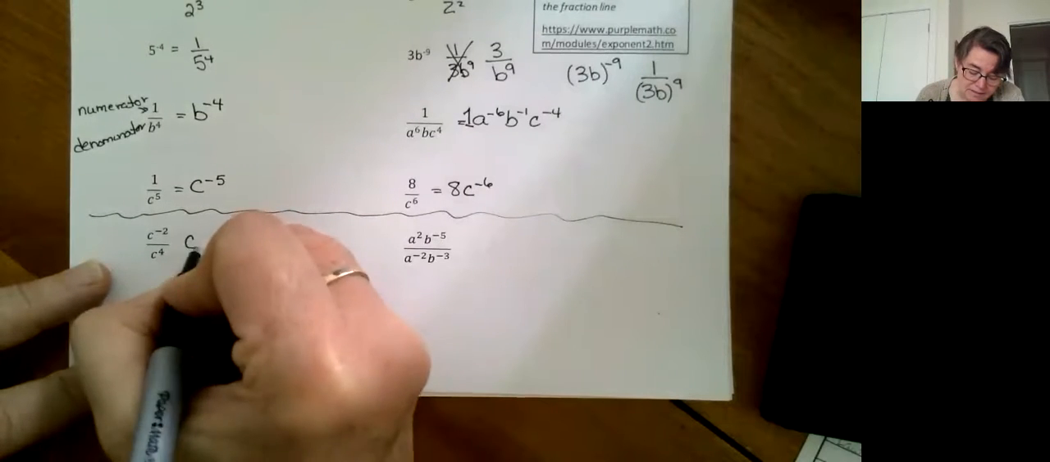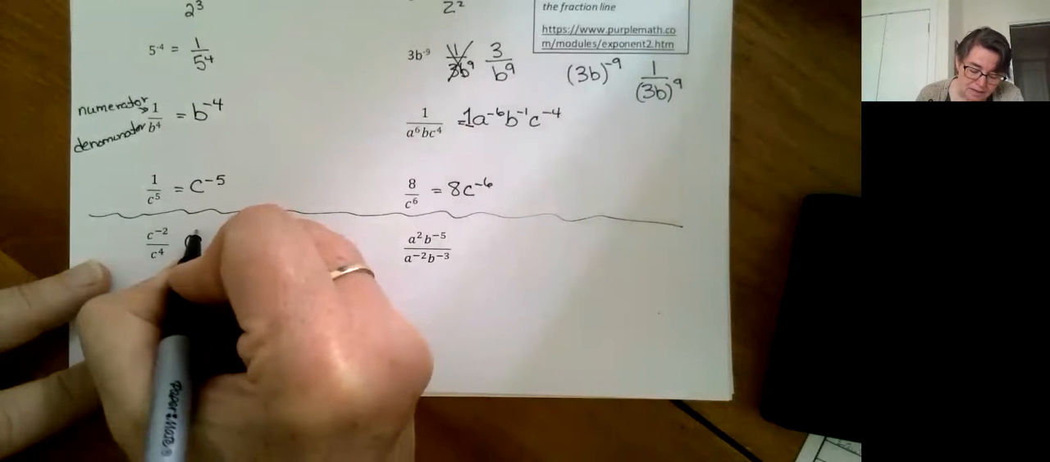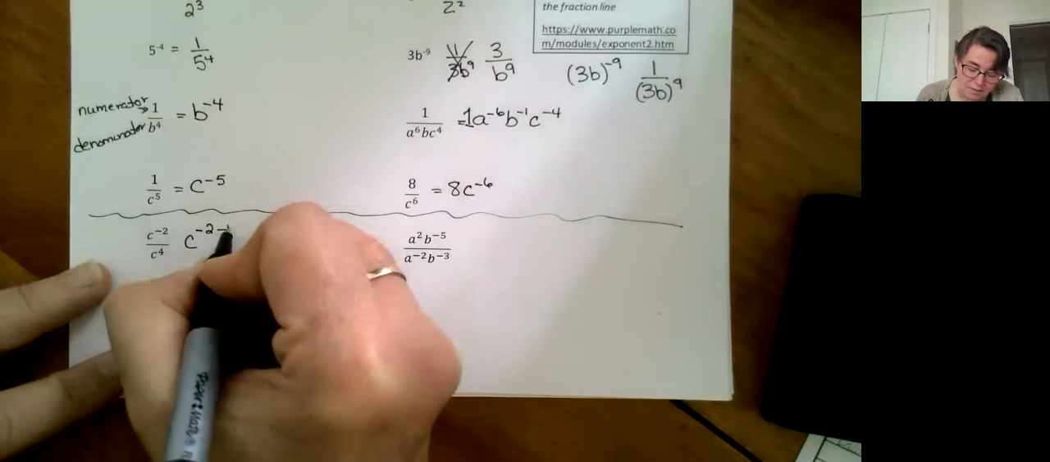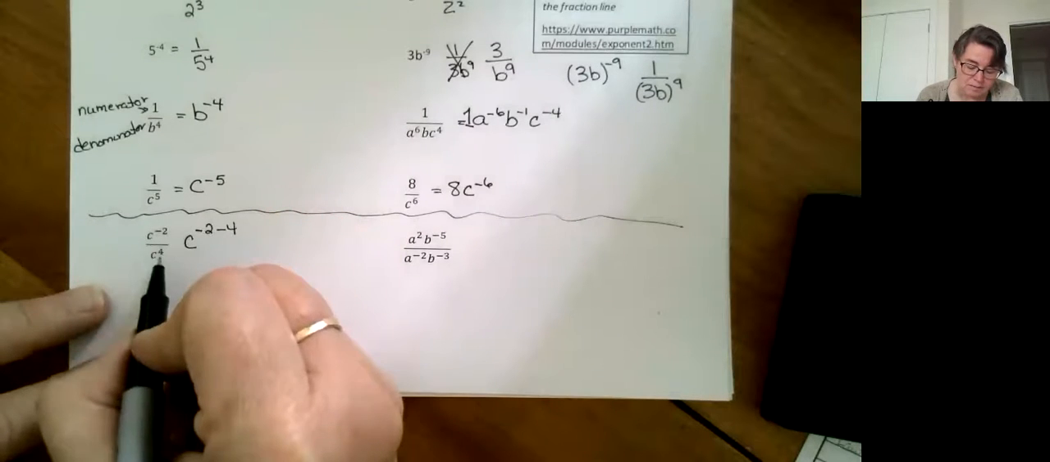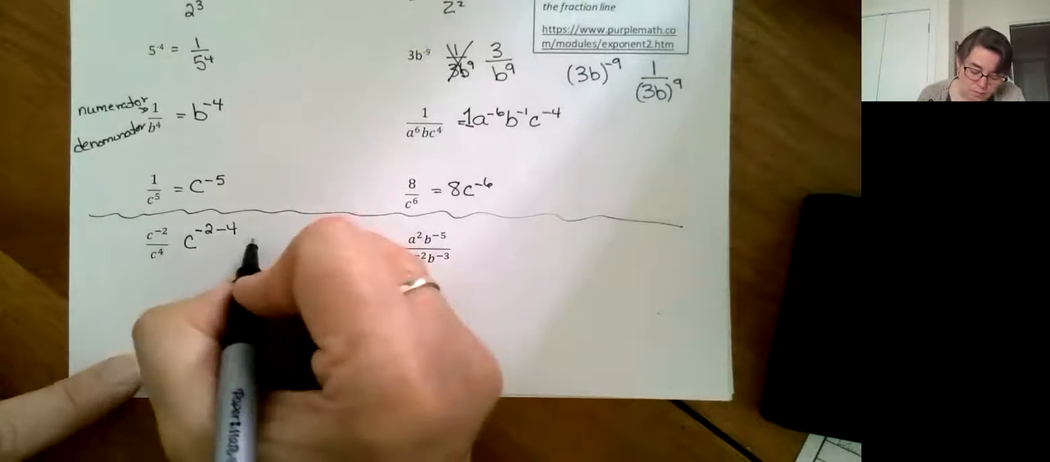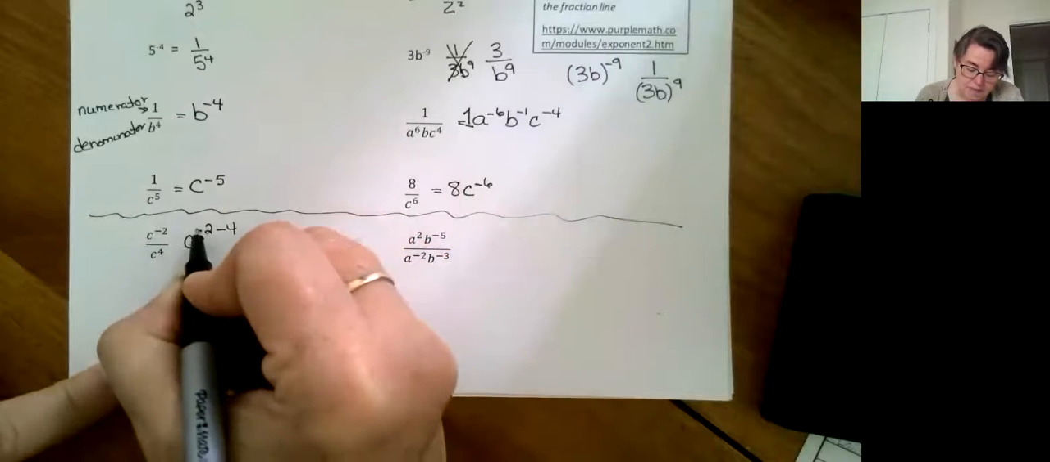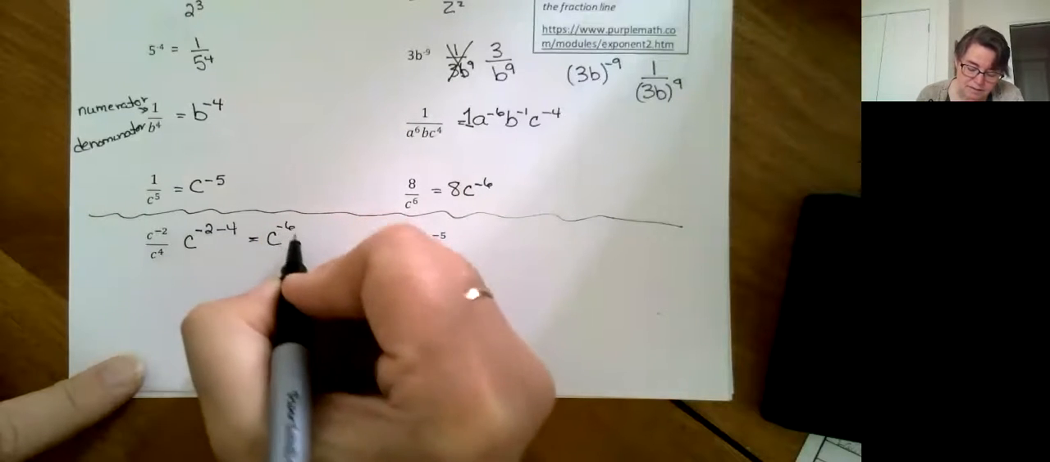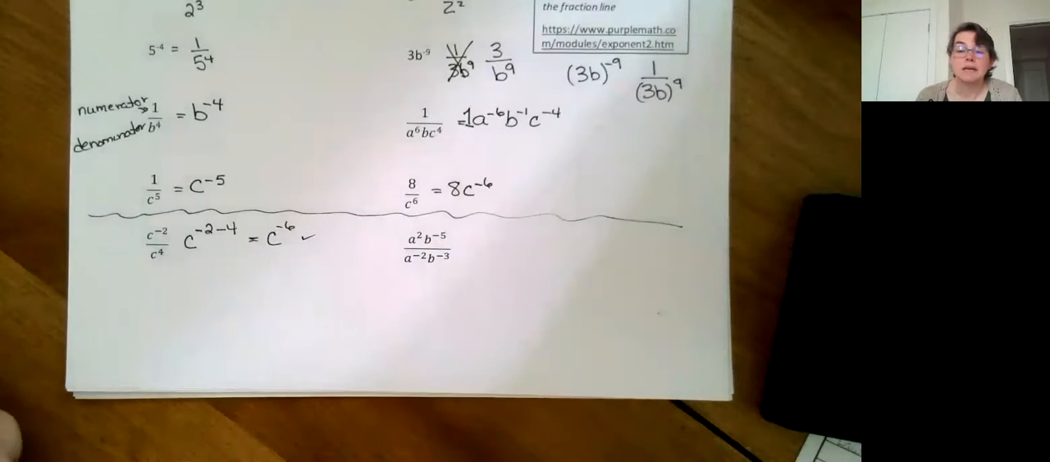So I'm going to get c, and then I'm going to write it out here, 2 minus 4, right? It's always top minus bottom, which is going to give me c to the minus 2 minus 4, more is minus 6. That is the correct mathematical way to do it.